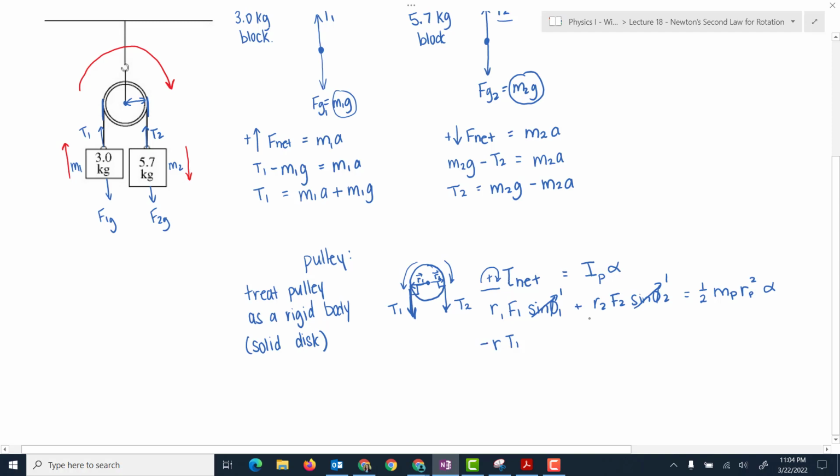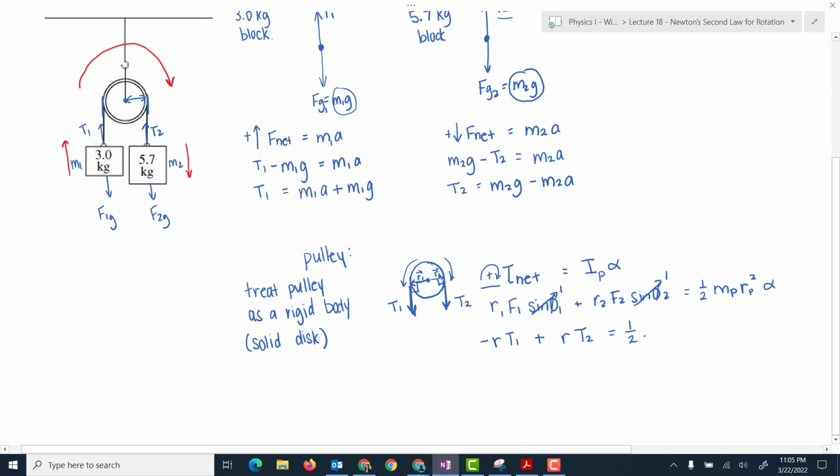But when we do the second one, R2, which is still the radius of this disk, the pulley, times the force 2, which is T2, that tension over here, when we pull it, it's causing everything to rotate in the clockwise direction, which is the positive direction for our question. Again, sine of the angle is 1 because the angle is 90 degrees, so we're leaving that part out. Equals 1/2 times the mass of the pulley times the radius of the pulley, which is still the same radius here, so I'm just going to call it r squared times alpha.